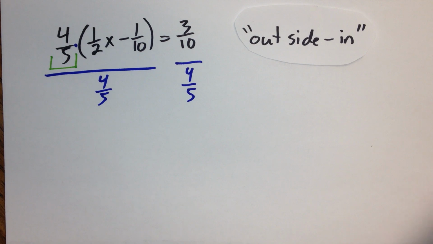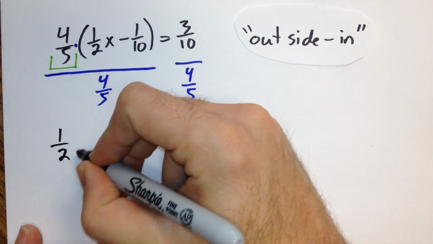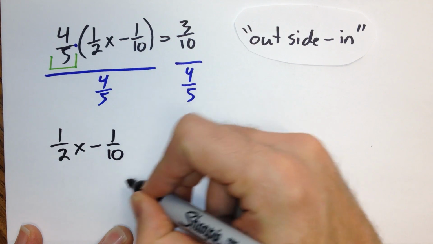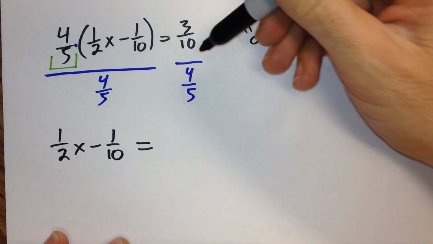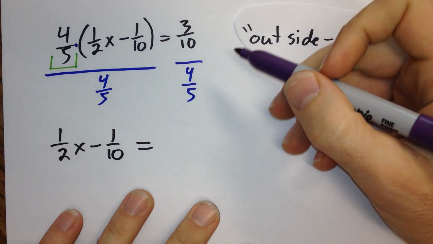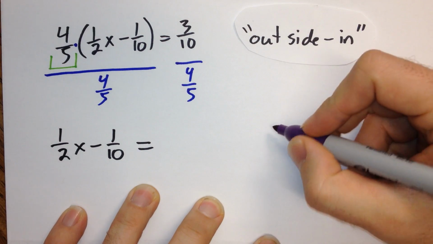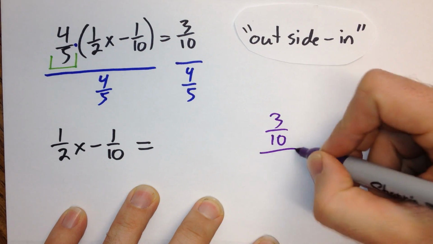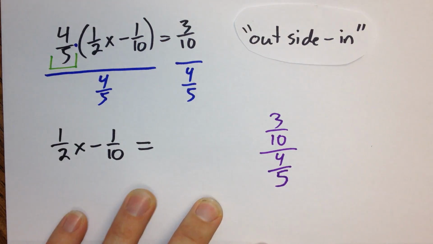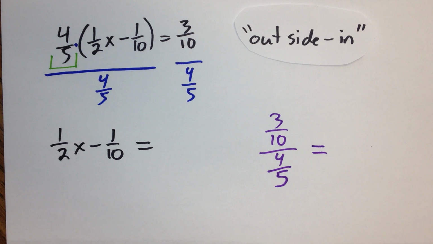Now let's think just for a minute. You'll see on the left-hand side, these 4/5 divide to give us 1, and so that means we have 1/2 x minus 1/10 all by itself. But now, what is going to happen with this division? Like I said, if you're uncomfortable working with fractions, then this division is probably giving you a little bit of a challenge. But let's write it out and see if we can remember. So we have 3/10 divided by 4/5, and the question is, what is this going to equal?